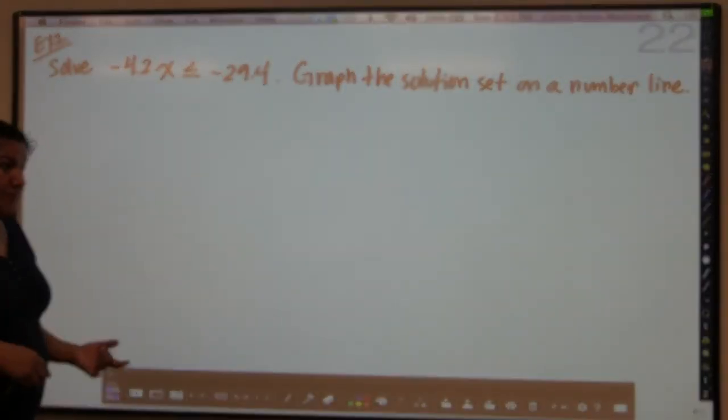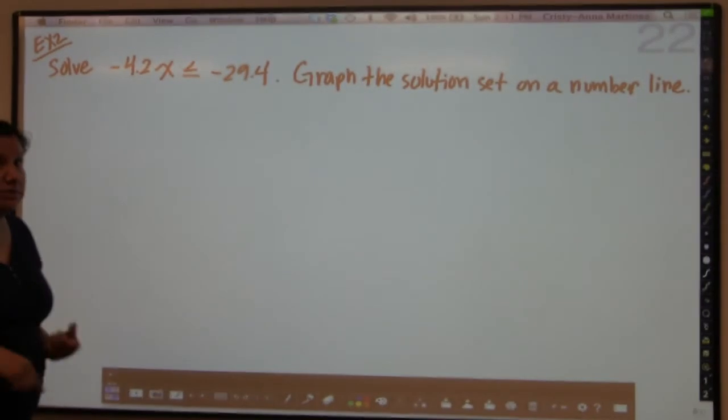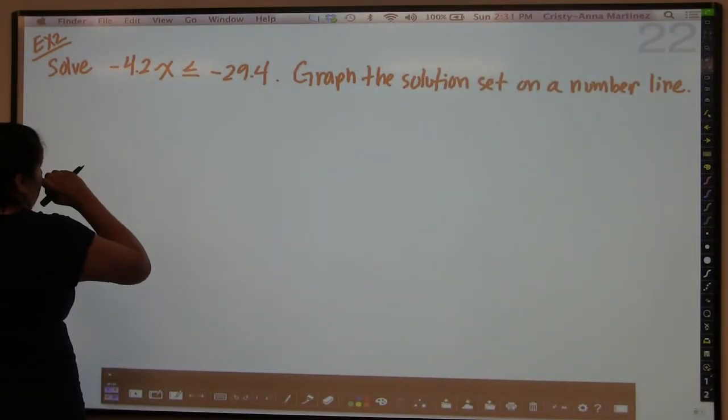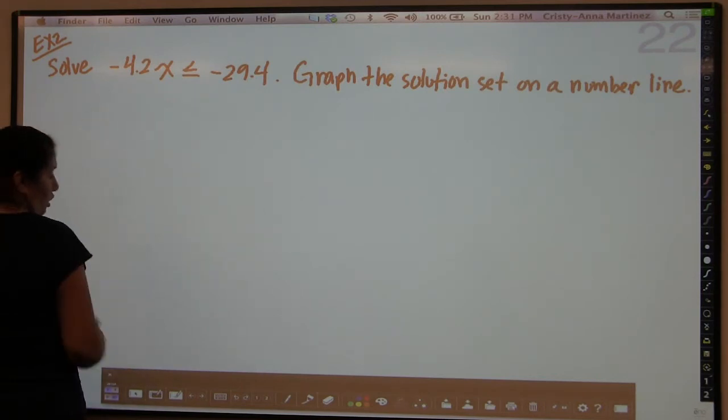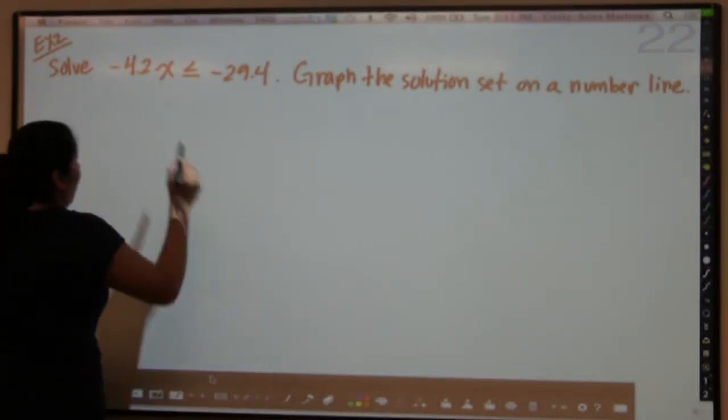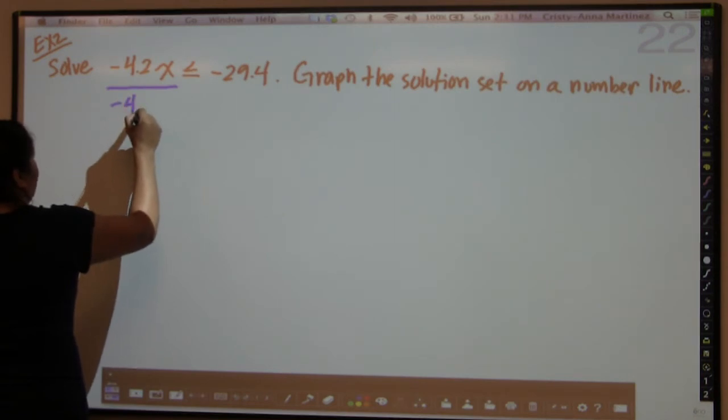Even if you divide or multiply by a negative 2 times in the same problem, it means that you have to reverse the symbol 2 times. Okay? So here's an example. This is negative 4.2x. And in order to solve the problem, I have to divide by negative 4.2.